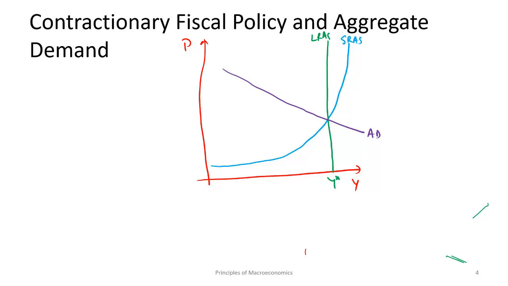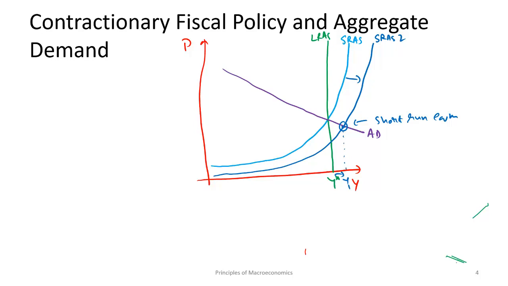Now let's assume that there's a positive supply shock this time. That means your short run aggregate supply shifted right because of maybe decreasing input prices or whatever reason. This is your short run aggregate supply new, which shifted right. As a result, we reach this short run equilibrium Y1.